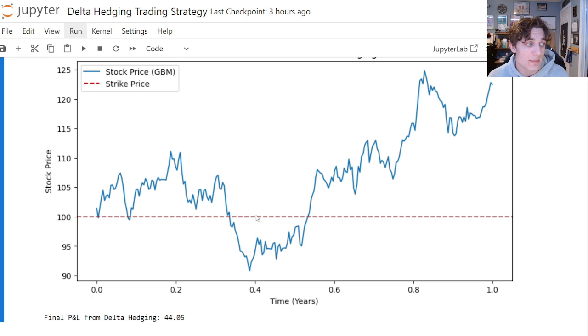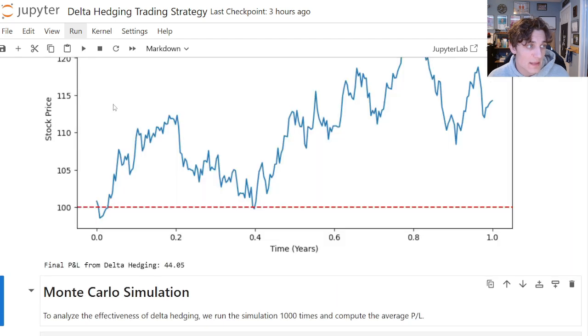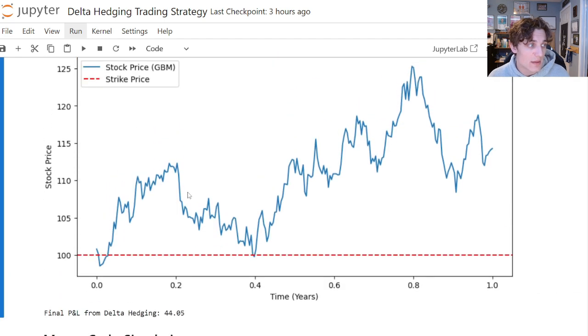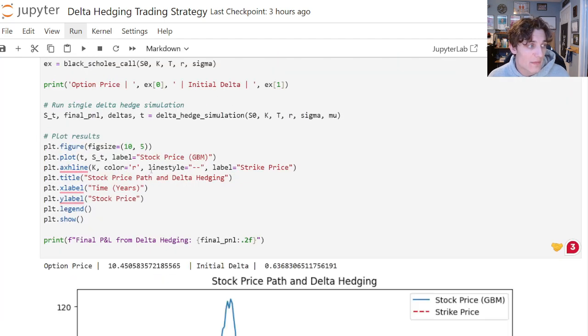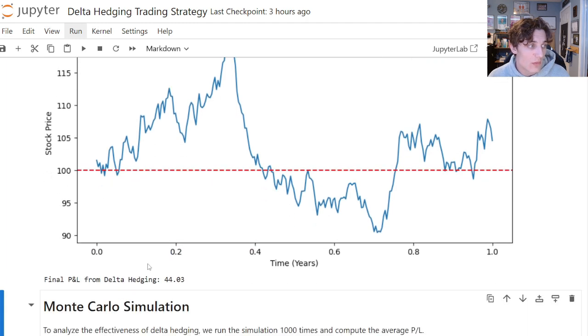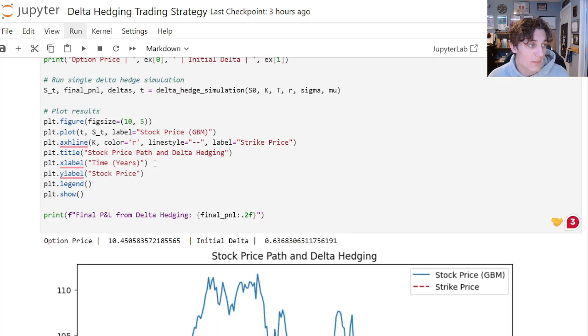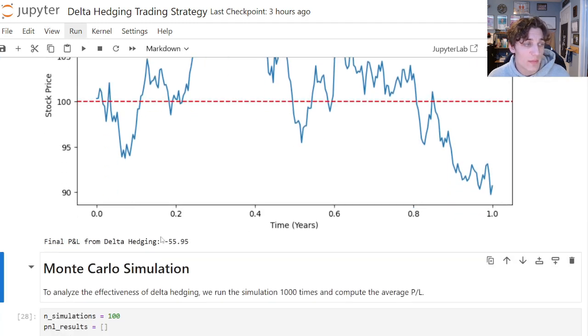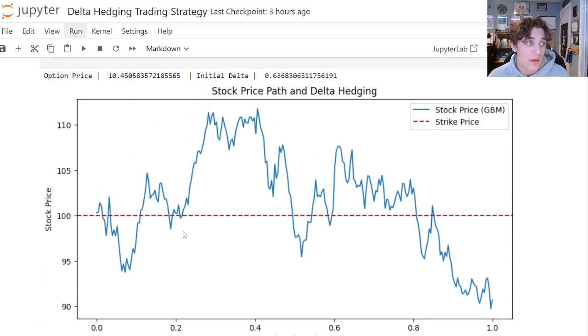This is one possible outcome. Our final P&L from delta hedging is 44.05. If I was to run this again, this is going to be another one of 44.03. Here we have accumulated negative P&L. We have negative 55.95. You get the gist.